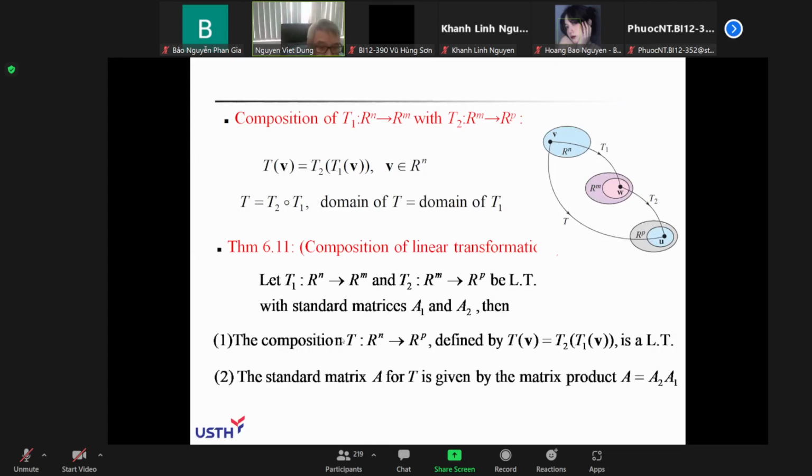Then we have the following things. The first one, the composition T we defined above, is again a linear transformation. And the second one, because T is a linear transformation, what is the standard matrix A for T? The standard matrix A for T is given by multiplying A2 by A1 like that. That means A is the product of A2 and A1. Once again, I require you to remember the order of A1 and A2. You need to write A2 first and then A1. It is quite similar to that one.